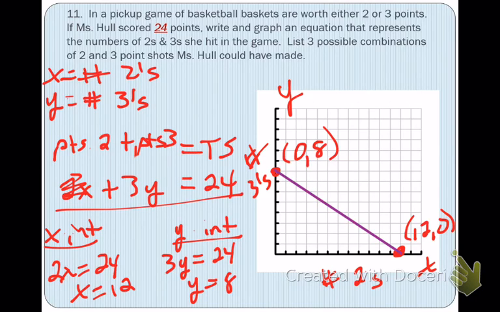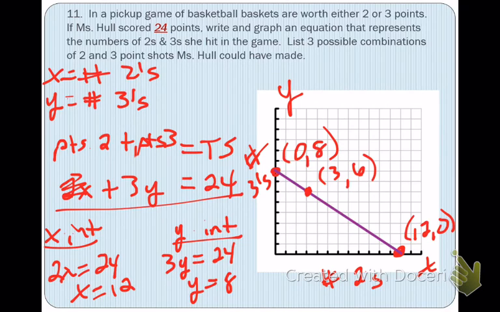Okay? Now, the only ones that make sense are the ones that are going to give us whole numbers. And so we need to find where this line hits nice, pretty numbers, which are going to be the corners of these boxes. So like right there. That point, the coordinates are 3, 6, which tells us that she hit 3 2's and 6 3's.